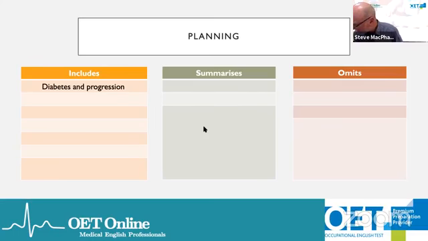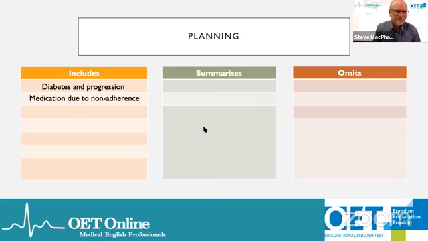Feel free to add anything you like here from memory. Anything you think we should include, you just write it in. But obviously he has diabetes and that's progressed because he's now got diabetic neuropathy. So we're going to talk about the diabetes and very much so the progression, right? Because his condition is getting worse, isn't it? We're going to talk about medication, especially due to that non-adherence. We know this is a real problem for Peter, so we need to make that clear.